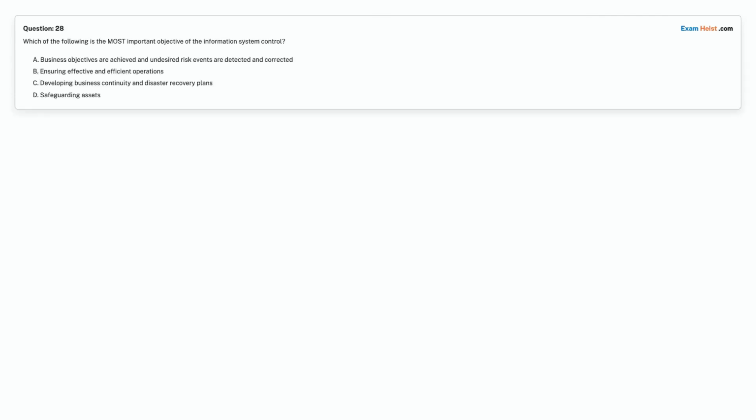Question 28. Which of the following is the most important objective of the information system control? Option A, business objectives are achieved and undesired risk events are detected and corrected. Option B, ensuring effective and efficient operations. Option C, developing business continuity and disaster recovery plans. Option D, safeguarding assets. Choose the correct answer.